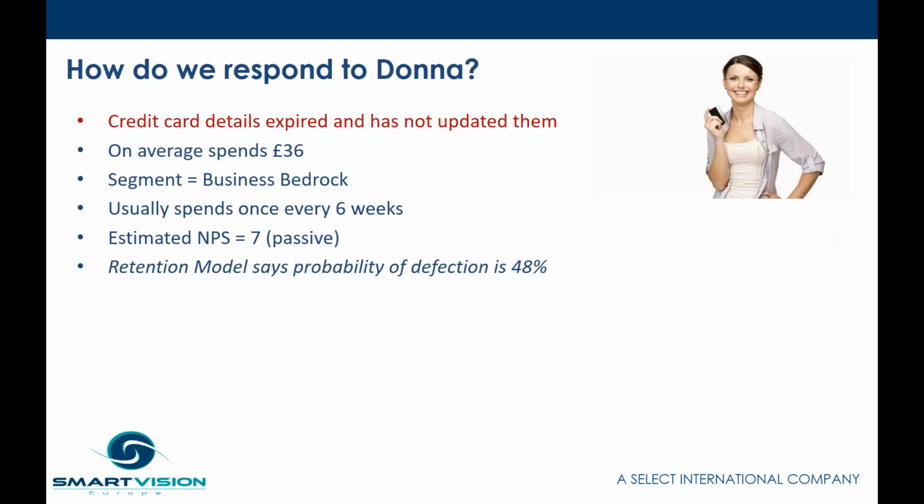So if we think about another example here, where we look at something like a next best action, a person like Donna here, she's got her credit card details expired and she's not updated them. On average, she spends about £36. She belongs to a particular cluster segment, such as Business Bedrock. She usually spends once every 6 weeks. Her estimated net promoter score is 7, her likelihood to recommend this to a friend or colleague, 7. And the retention model says her probability of defection is quite high at 48%.